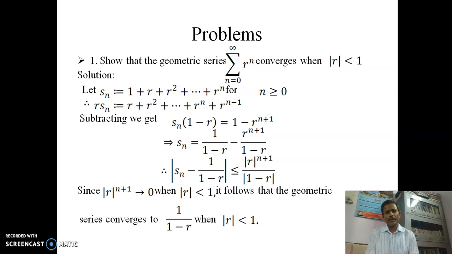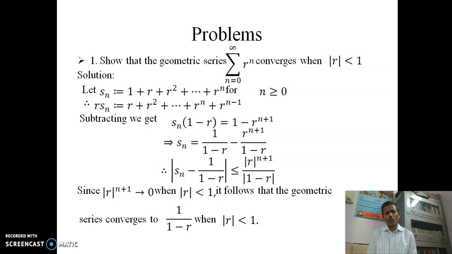Subtracting, we get Sn(1 - r) = 1 - r^(n+1), which implies Sn = 1/(1 - r) - r^(n+1)/(1 - r). So |Sn - 1/(1 - r)| is less than or equal to |r|^(n+1)/|1 - r|.